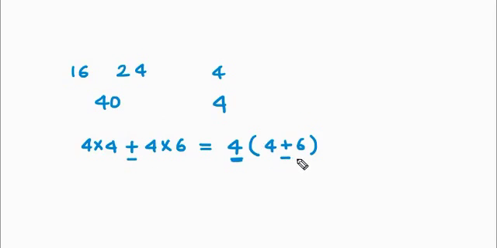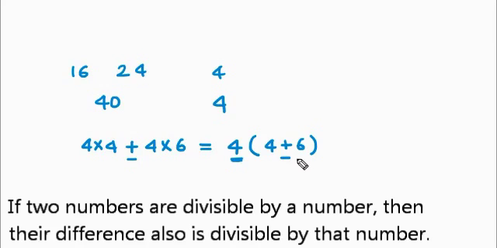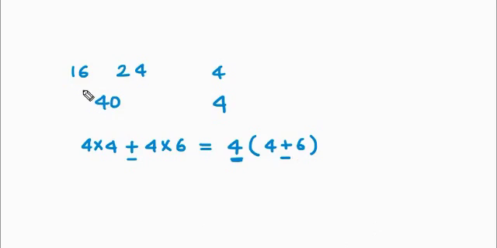And hence we get our fourth divisibility rule. That rule says that if two numbers are divisible by a number, then the difference of these two numbers is also divisible by the number. So in this case, 16 and 24 are divisible by 4. What is the difference between 16 and 24? It is 8. And then 8 will also be divisible by 4. And we can see 4 2s are 8.